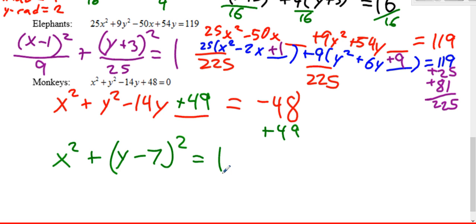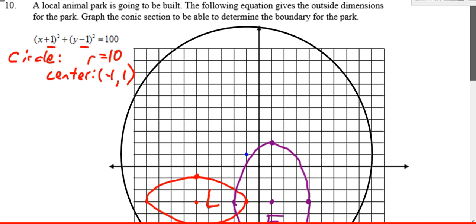So this is a circle. Number in front of the x squared and y squared are the same, so it's just a circle with radius 1, and the center is 0, 7. And the radius is 1. We got a 0, 7, radius is 1, draw a circle. And that's the monkey cage.